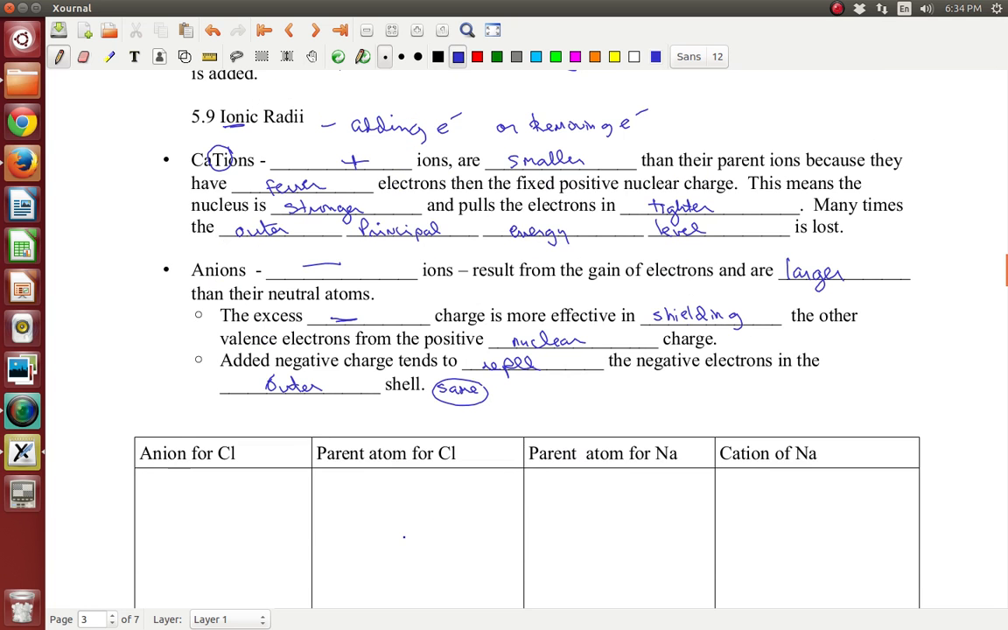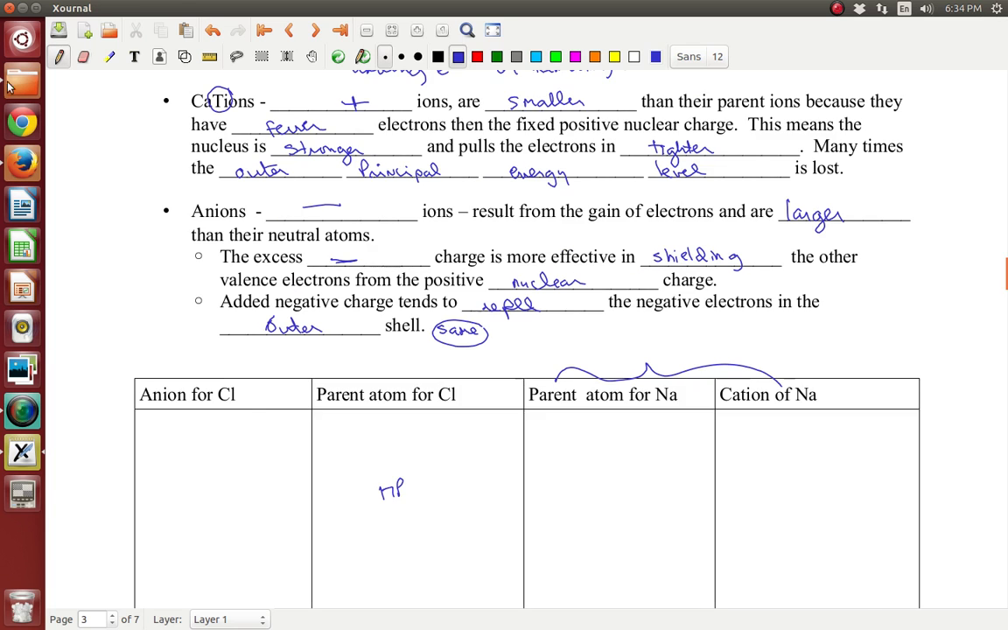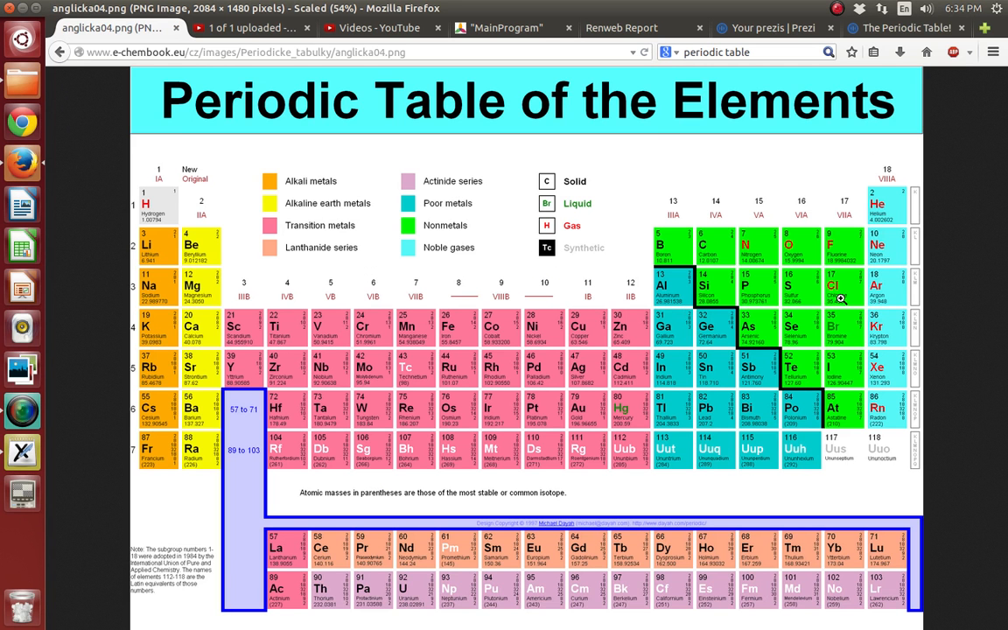All right, let's draw some pictures. We're going to draw, now in your notes, this portion over here was incorrect, so you need to change it so it reflects this. Okay, the parent ion for chlorine has 17 protons, and if you look over here, chlorine 17 protons, 3 energy levels. I'm just going to draw the valence electrons, okay?